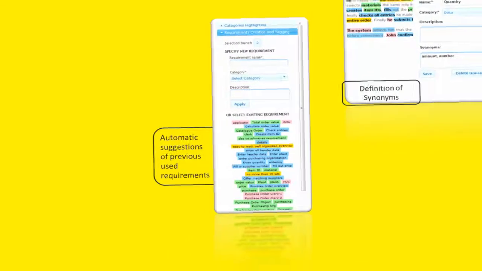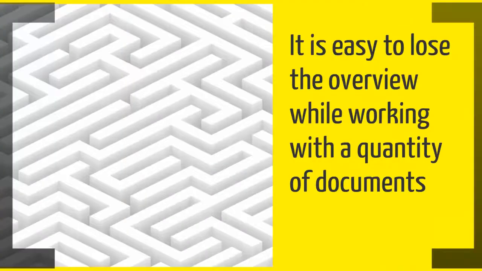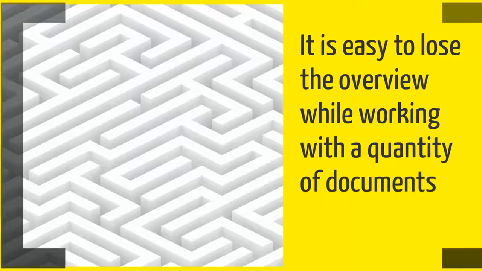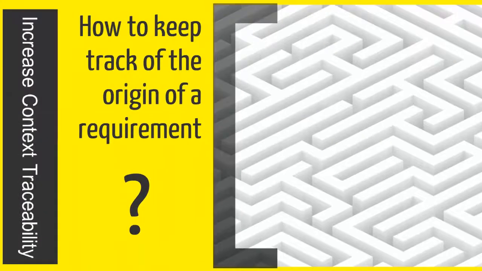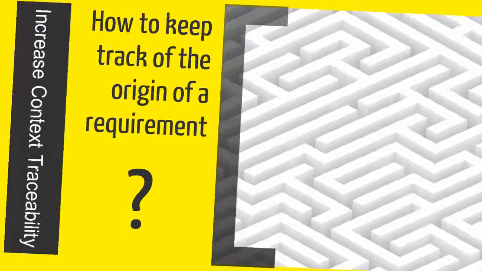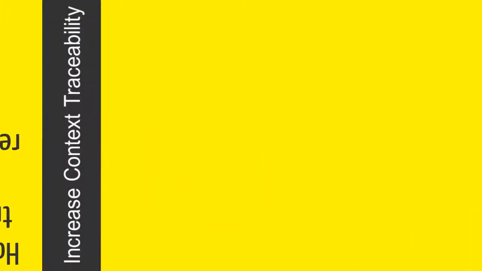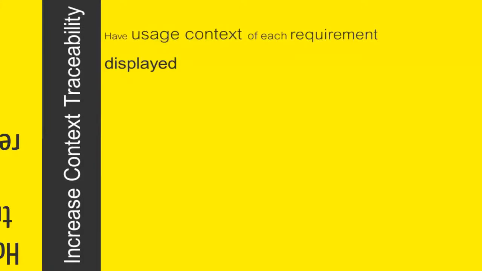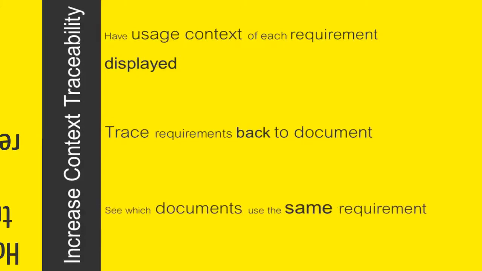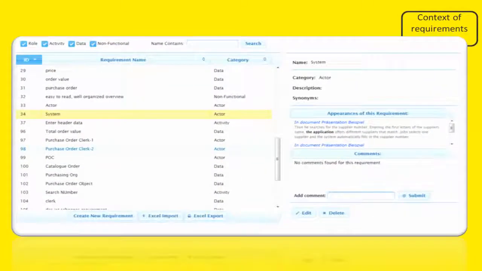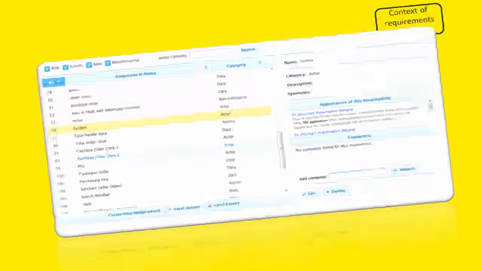Now, while you're working on a document, it is easy to lose overview, especially if more people work on the same project. REMINER also helps you to keep track of the origin of the requirement by increasing the context traceability. With REMINER, you can have the usage context of each requirement displayed, trace the requirements back to the original document, and you can even see which documents use the same requirement. The requirement is displayed together with its context from the document.